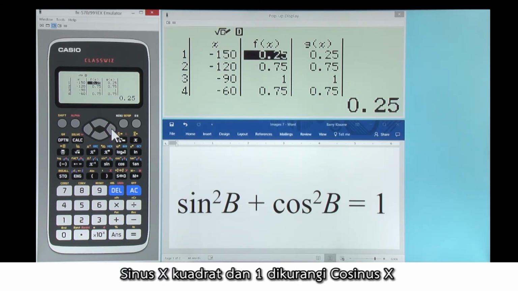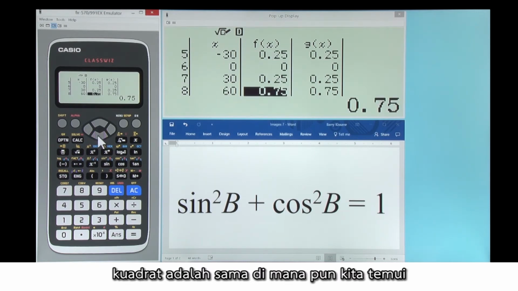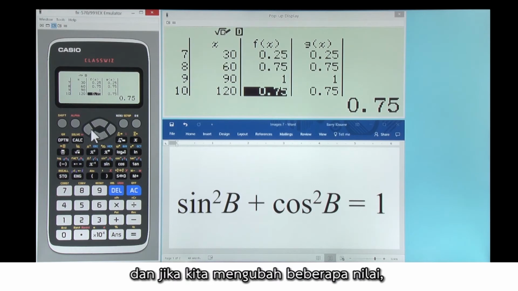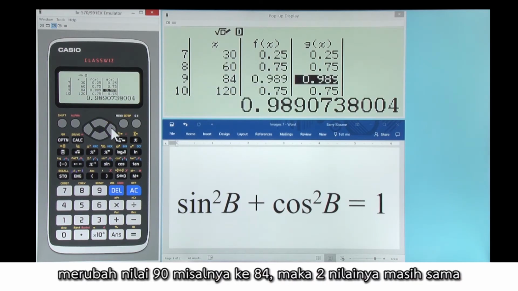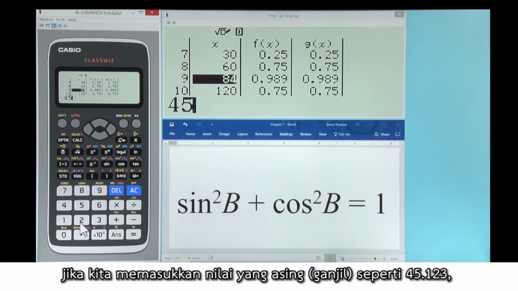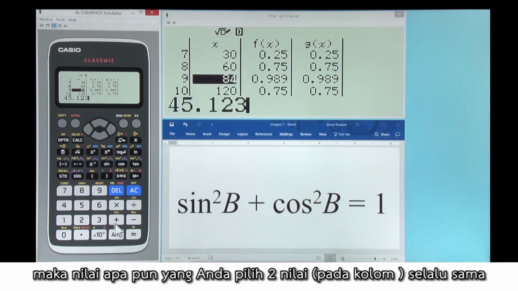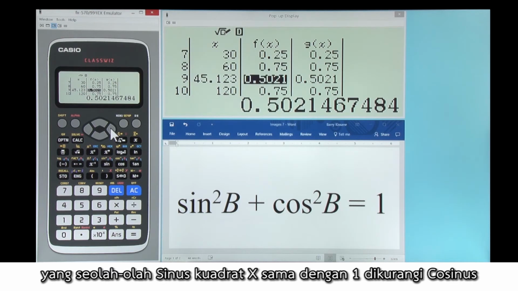The sine of x squared and the 1 subtract the cosine of x squared are the same wherever we go. And if we change some values, change this value of 90, for example, to 84, then the two values are still the same. The values in each column continue to be the same regardless of the value. If we had a strange value like 45.123, whatever value you choose, the two values are the same.